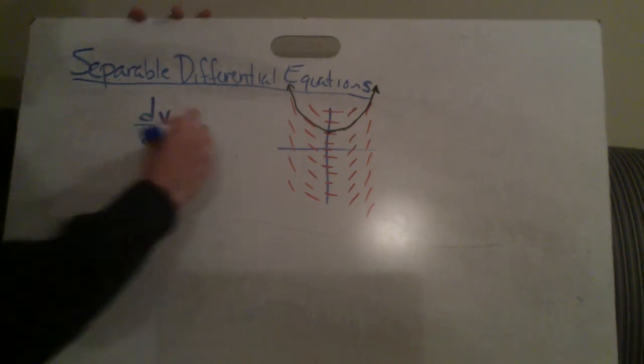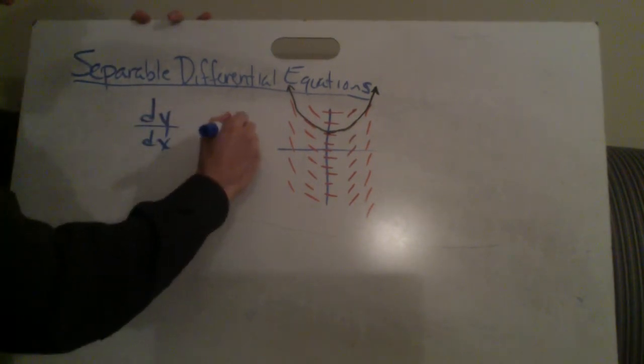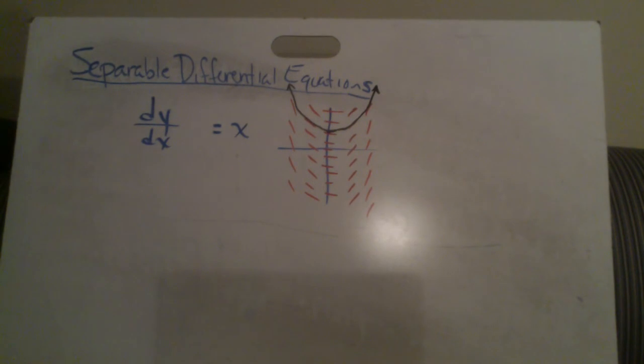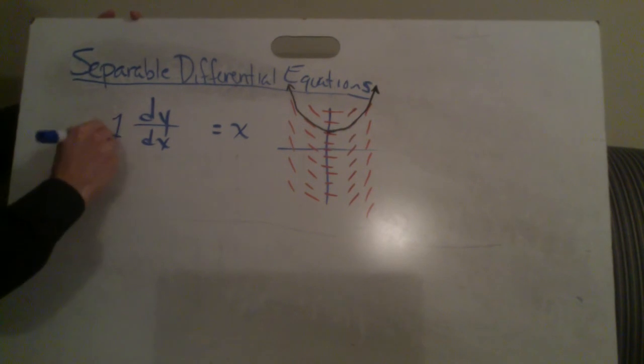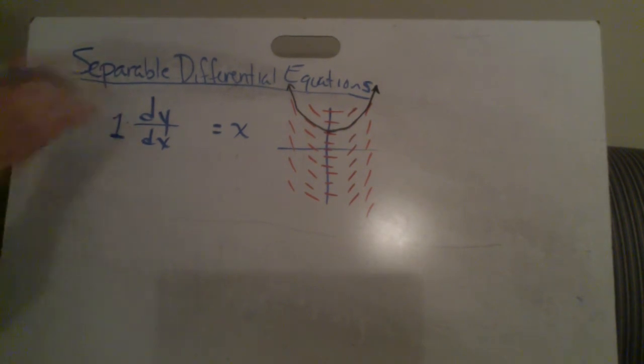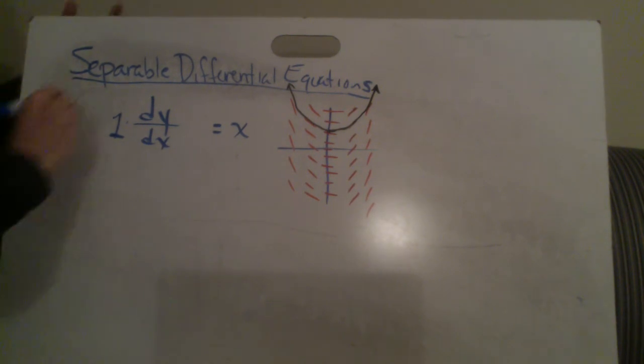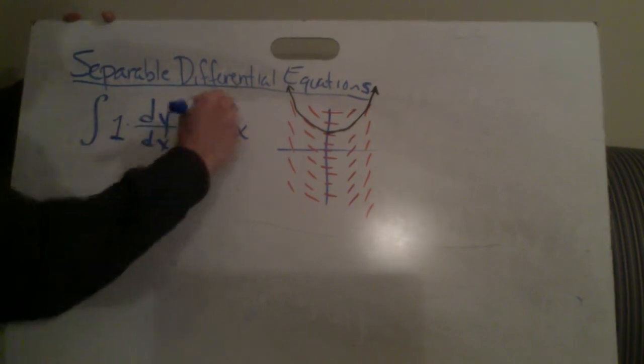So if dy/dx happens to be equal to x, I want to solve this for y. Well, here's what I'll do. dy/dx is the same as 1 times dy/dx, so I'll just put a 1 there because it'll help us out a little bit. To get rid of a derivative, we should probably take an integral. So let me integrate both sides.